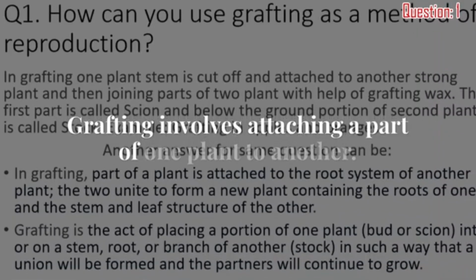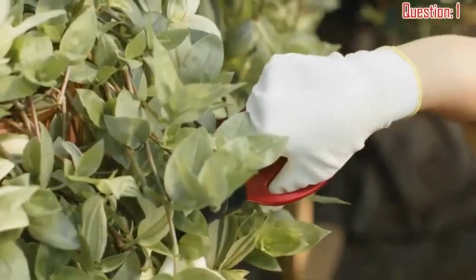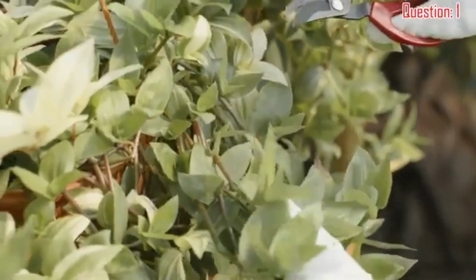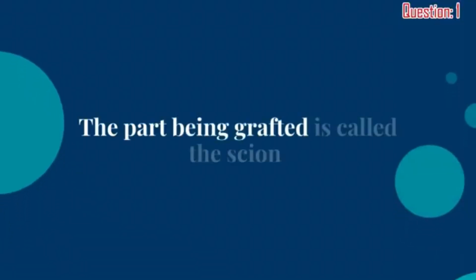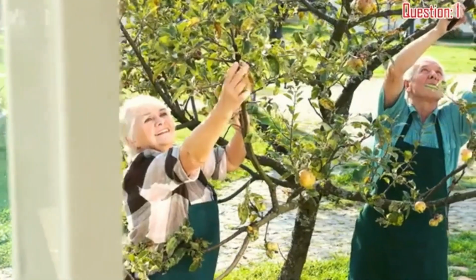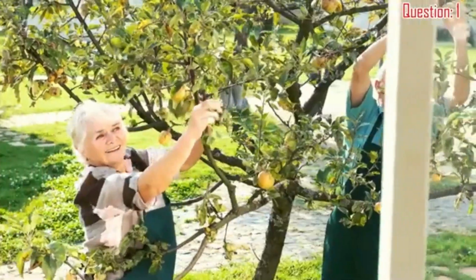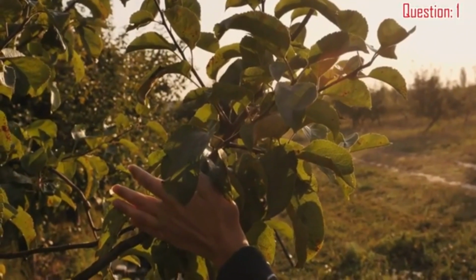Grafting involves attaching a part of one plant to another. This technique joins two plants, allowing them to grow together as one. The part being grafted is called the scion, while the plant providing the root system is known as the stalk. A common example is grafting apples and oranges.